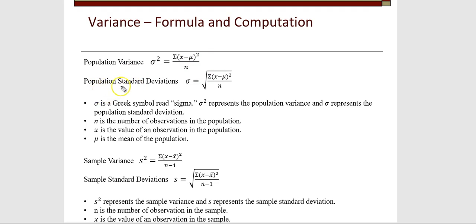So for our population standard deviation, we define it to be this quantity right here. So we use the Greek symbol sigma, and it is simply the square root of the summation of each score minus the mean squared, and then we divide that by the number of observations in our population, or the number of scores in our population.